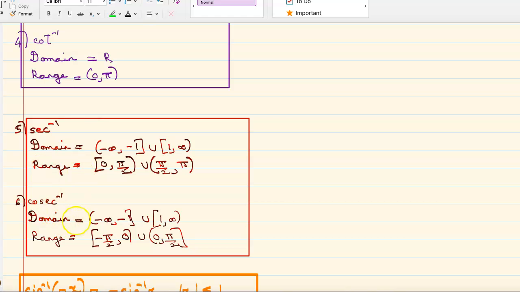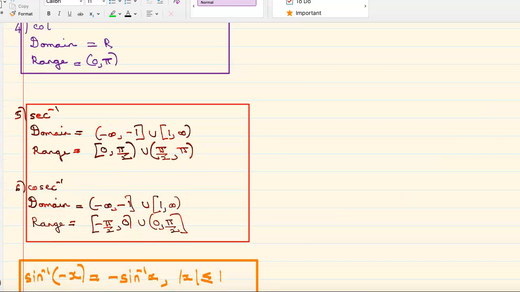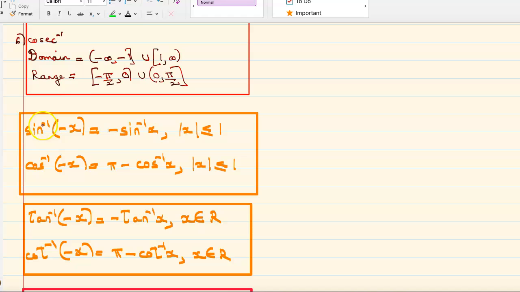So again the domain is the same for sec inverse and cosec inverse. Only for sec inverse the range is 0 to pi minus pi by 2. For cosec inverse the range is minus pi by 2 to pi by 2 minus 0. Then sine inverse of minus x is minus sine inverse x. Cos inverse of minus x is pi minus cos inverse x. For all mod x less than or equal to 1, that is nothing but the domain of sine inverse.